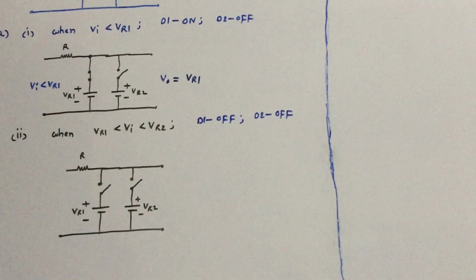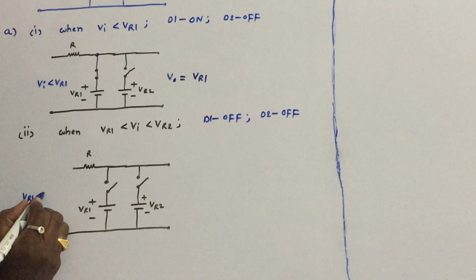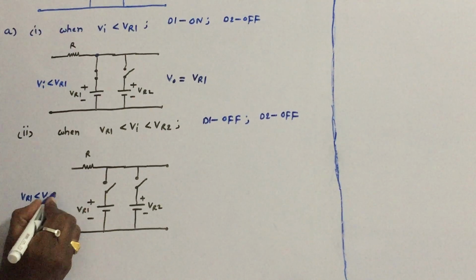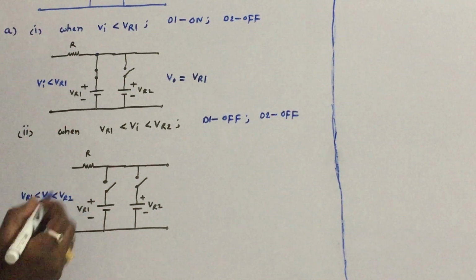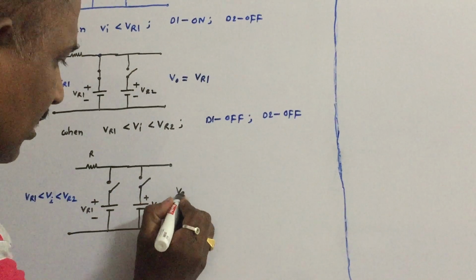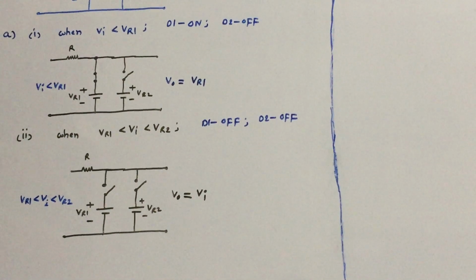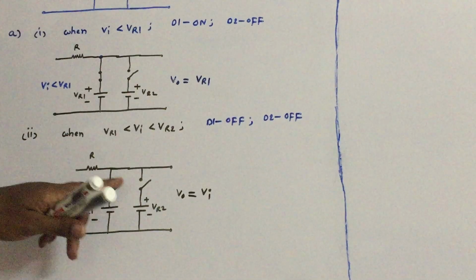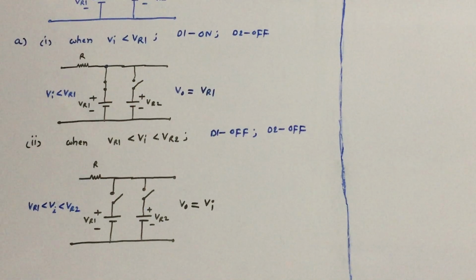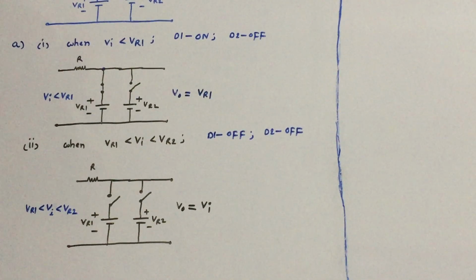So what is this case? What is the input voltage? Input voltage Vi is in between VR1 and VR2. Both the diodes are in off condition. So what is the output voltage? The output voltage is simply equal to the input voltage under this case. Since both the diodes are in off condition, the output is directly connected to the input. So V0 is equal to Vi.